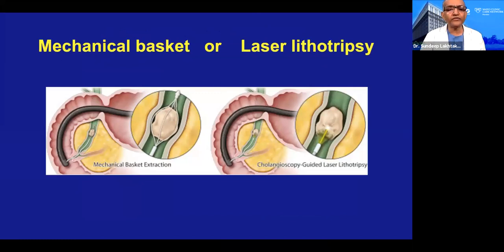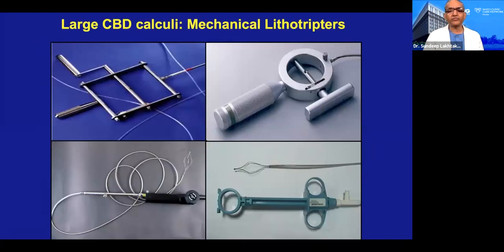The other way to remove these stones is by basket, as Sudipta was mentioning earlier, or by laser lithotripsy. Baskets are of two types, where you just catch the stone and pull it out, or you catch the stone and crank them up inside the bile duct and make them pulverize into smaller fragments, and then those fragments are removed in a standard way. The other way is to do laser lithotripsy using a spyglass cholangioscopy. So this is what Sudipta was showing earlier.